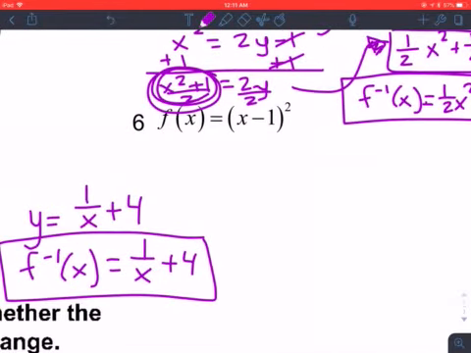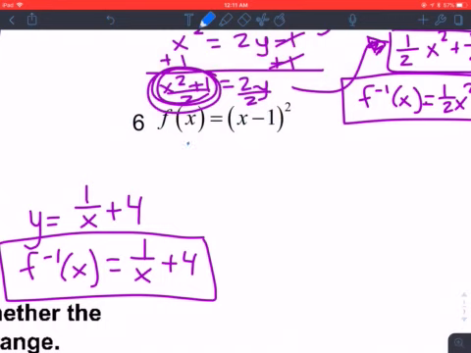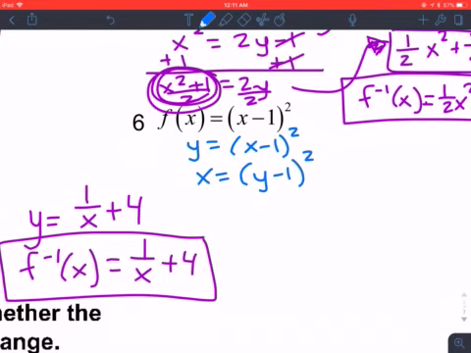Okay, looking at number 6. Do that same thing over. I'm going to use a different color so it's easy to follow. Change f of x to y. Then we switch x and y. Now we're solving for y.